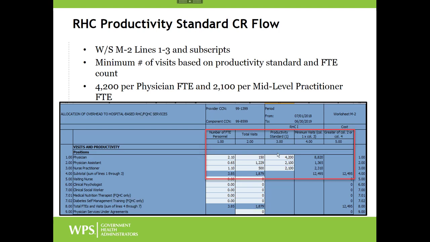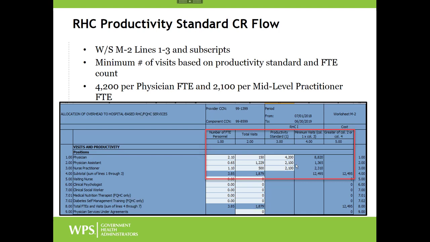And then number 3 is the productivity standard itself. By default, this will be 4,200 for any of the physicians in line 1 or subscripts, and it will be 2,100 per FTE for lines 2 and 3 and any of their subscripts. So the mid-level practitioners will show 2,100 required visits throughout the year. That's the productivity standard. That's the minimum that are expected for one FTE.